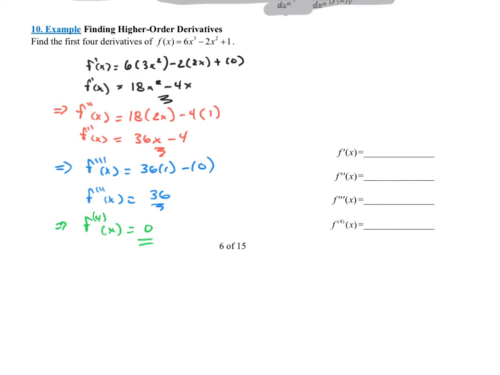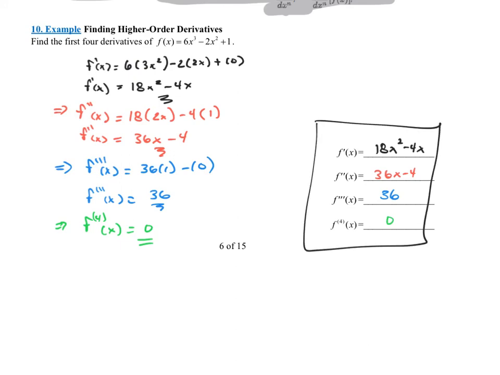So for f prime of x, we had 18x squared minus 4x. For f double prime of x, we had 36x minus 4. For the third derivative, f triple prime of x, we got 36. And for the last one, we got a derivative of 0. Okay, so what do you do? You just keep on finding the derivative of the derivative of the derivative. Just continue the process on down.